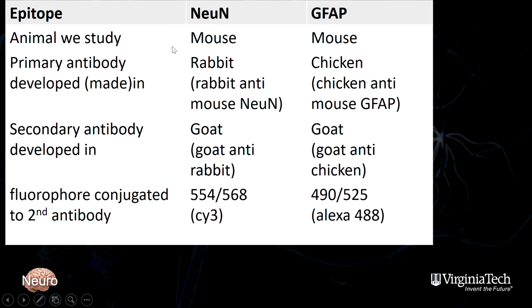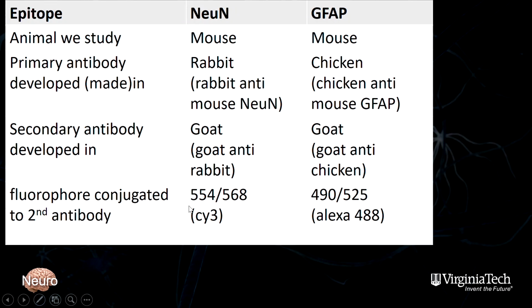The brain slice was from mouse, and the primary antibody for NeuN was developed in rabbits, which means somebody takes some mouse NeuN protein and injects it into a rabbit, and this rabbit will develop some antibody, and this antibody is called rabbit anti-mouse NeuN. And for GFAP, that primary antibody was developed in chicken, so that's called chicken anti-mouse GFAP. And then the secondary antibody for NeuN was developed in goat. So this secondary antibody was called goat anti-rabbit antibody. And then the GFAP secondary was developed also in goat, so it's also called goat, but anti-chicken secondary antibody.